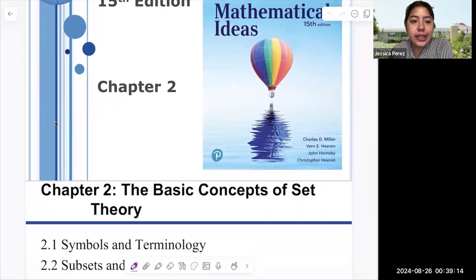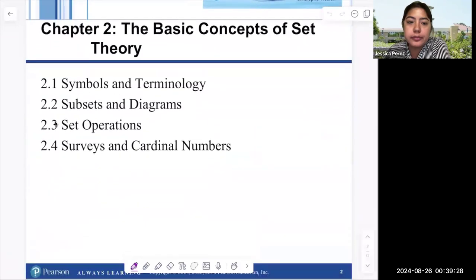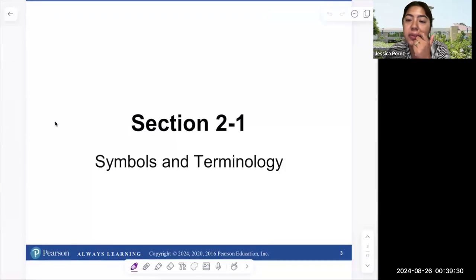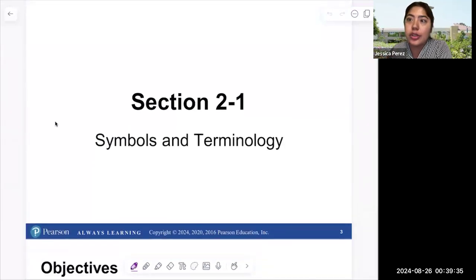So we'll start by talking about chapter 2, the basic concepts of set theory. This chapter is all about set theory. We'll begin section 2.1, which is just about very simple symbols and terminology. It will get you started on the notation that we'll be using this semester and through this chapter, more especially called set theory.